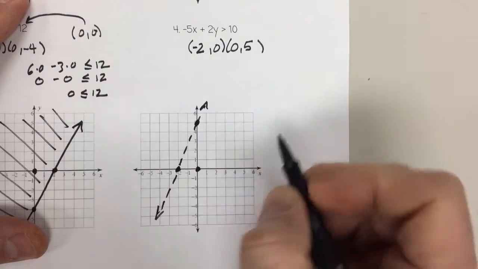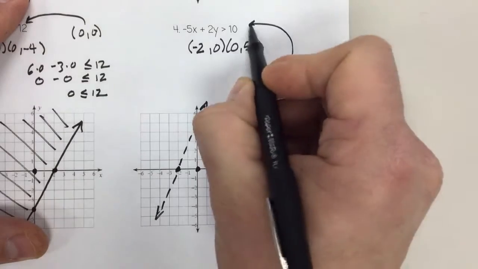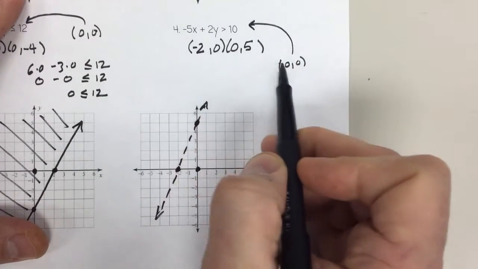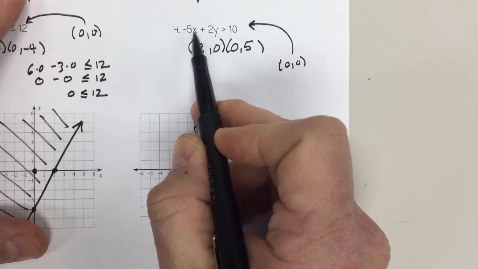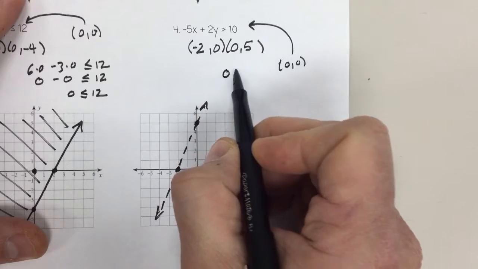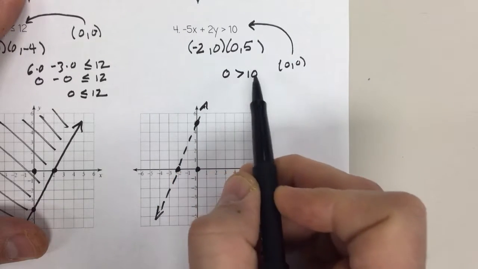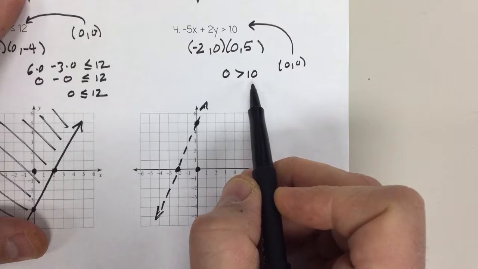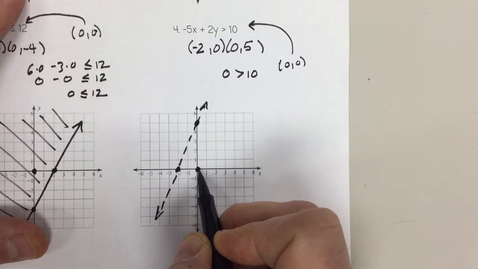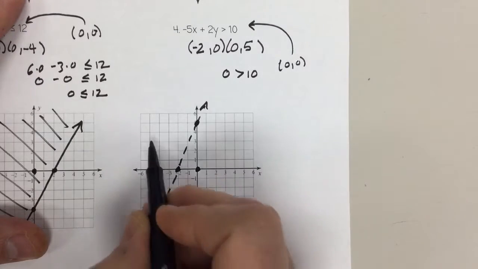Pick a point. I'm going to pick 0, 0 because it's easy. Plug it in. Now, you're probably getting used to this now. Plug a 0 here, I get 0. Plug a 0 here, I get 0. So this side is just 0. So I have to ask myself, is 0 bigger than 10? Of course not. So this is not a solution to this inequality. So I don't shade this side, I shade this side.